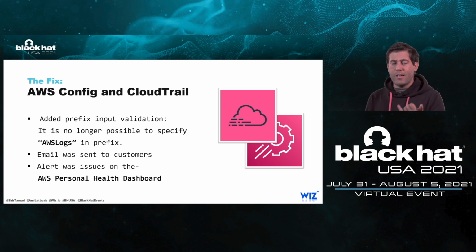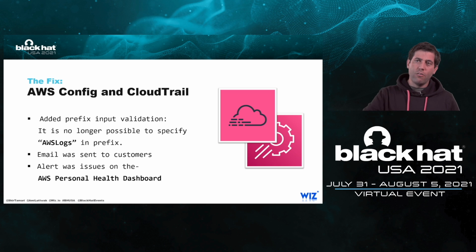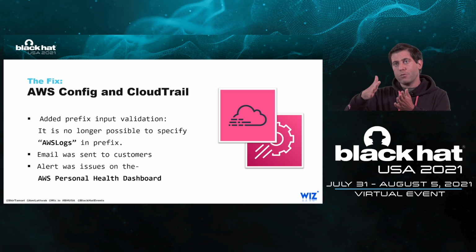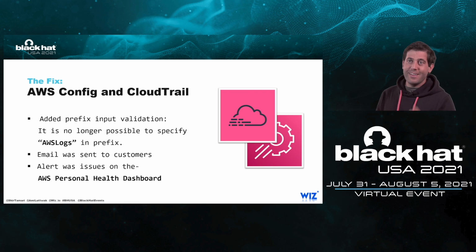So we used a way to use the prefix in order to bypass the ability of CloudTrail to write AWS logs into a specific folder. So what they did is basically they blocked the ability to have AWS logs inside this prefix. And that closes the vulnerability. Emails were sent to customers and also notifications sent in the Personal Health Dashboard. So it seems like this vulnerability was completely closed.